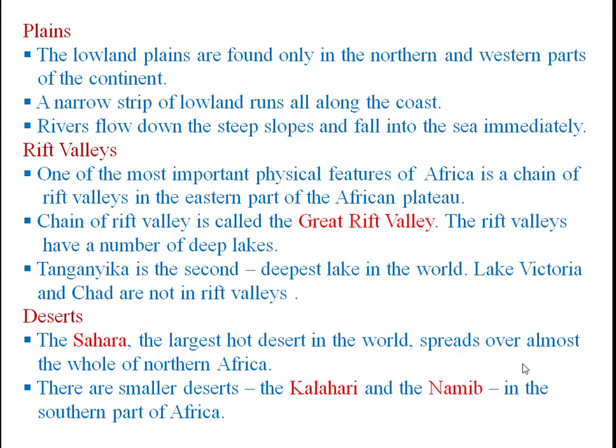Deserts. Africa has vast deserts. The Sahara, the largest hot desert in the world, spreads over almost the whole of northern Africa. This part of Africa is hot and dry except the land along the Mediterranean Sea in the north. The Sahara covers about one-third of the continent. There are some smaller deserts, the Kalahari and the Namib in the southern part of Africa.